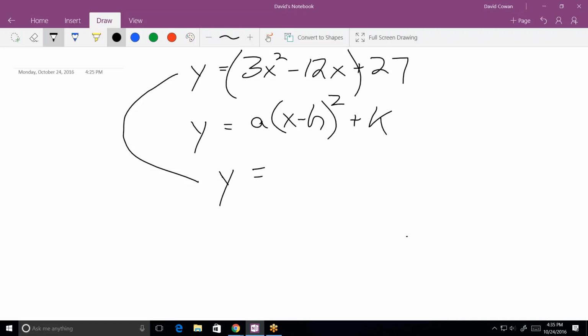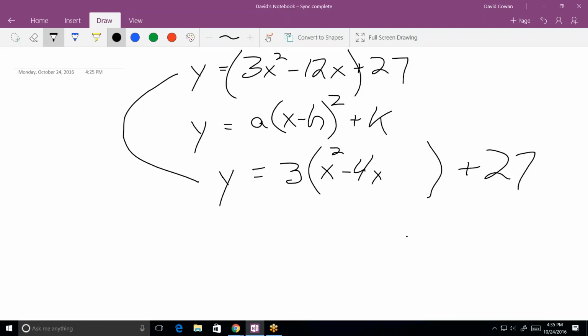Factor out a 3. Now that leaves us with this. I'm going to leave room to complete the square. Now, is that exactly the same as what I started with? No. Yeah, it is.